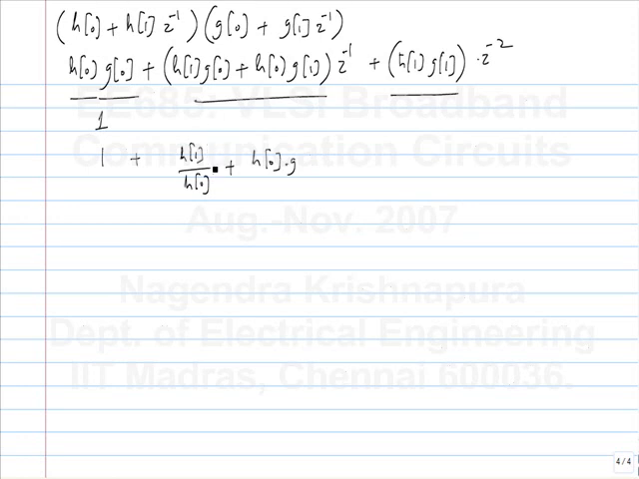H1 times H1 by H0 plus H0 times G1 Z inverse plus H1 G1 Z inverse square. The question is how to choose G1. That's all that we have to do in this case. Before, we made the Z inverse coefficient equal to 0. Now we will do something else.